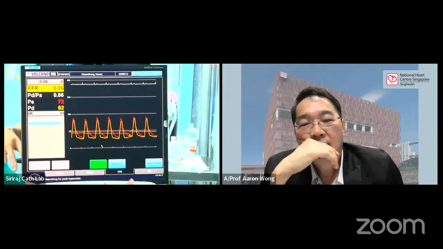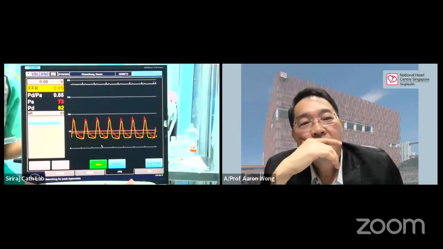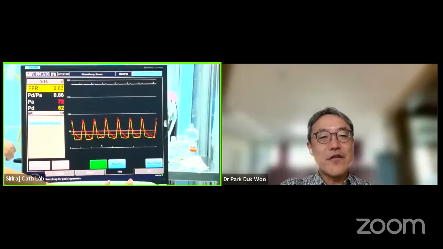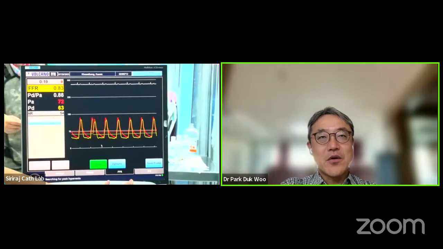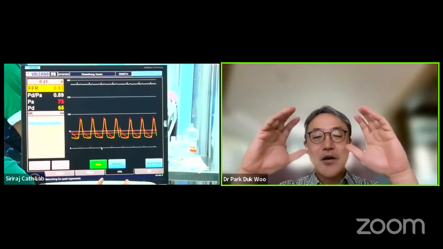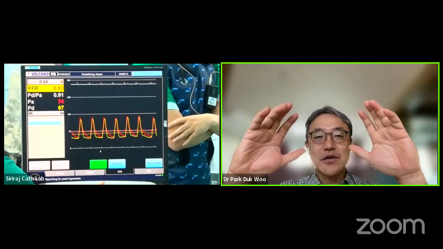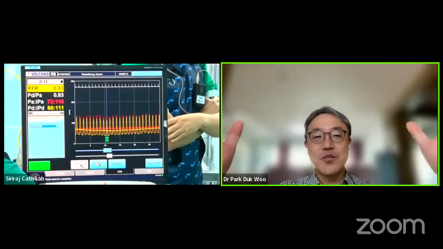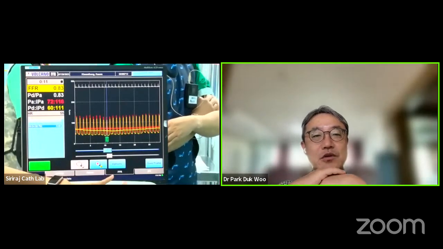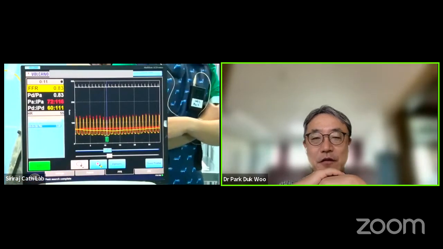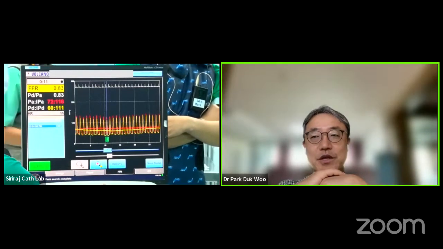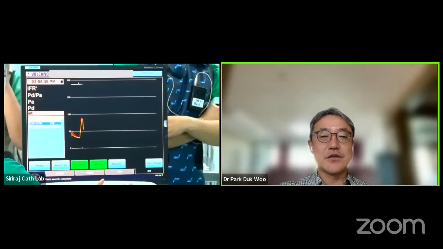DW, do you have any last comment before you move on? Yes, so I think iFR would be okay, and FFR I think more than 0.8. FFR usually depends on the amount of jeopardized myocardium, and the circ looks not so big, so the jeopardized myocardium is not so big, and I guess FFR is absolutely more than 0.8, and with FFR more than 0.8, we should go with medical therapy alone for that lesion.